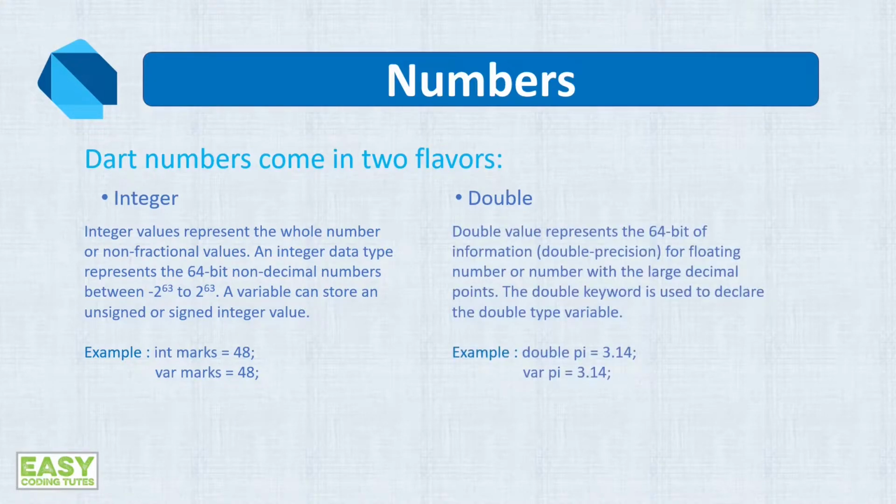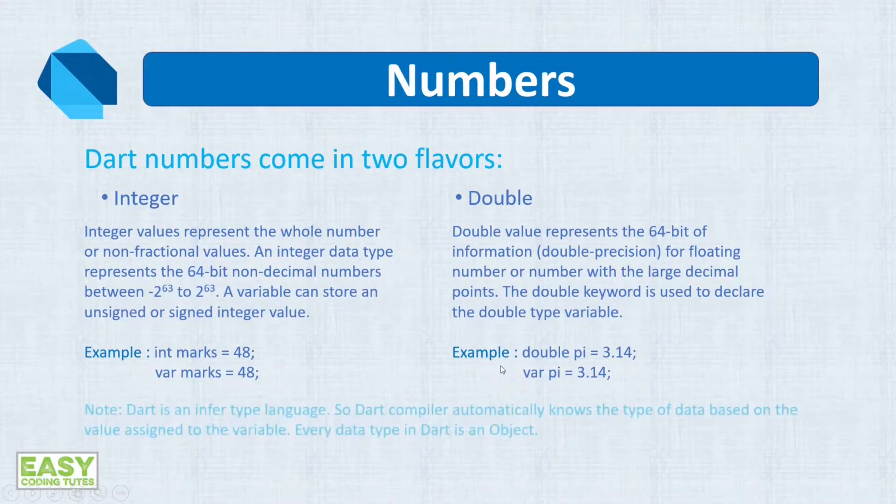Double value represents the 64 bit of information for floating number or number with the large decimal points. The double keyword is used to declare the double type variable. Here we have example, double pi is equal to 3.14 or var pi is equal to 3.14. Note, Dart is an infer type language, so Dart compiler automatically knows the type of data based on the value assigned to the variable. Every data type in Dart is an object.